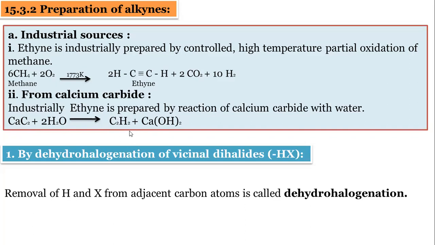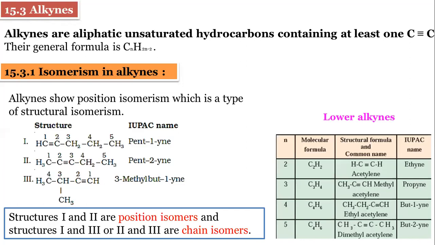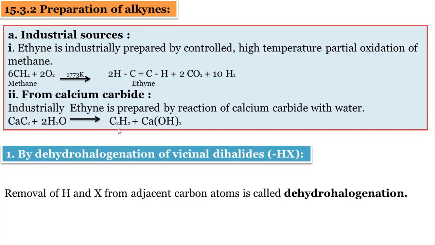C2H2 is nothing but C triple bond C and H, H. The condensed formula is written here, and here the extended formula is written. See the acetylene C2H2. Here the triple bond is not shown, take note. But this is acetylene and this is a byproduct. Calcium hydroxide is a byproduct. So this is the first method, and industrially acetylene is prepared by using this method. So the industrial method is completed.